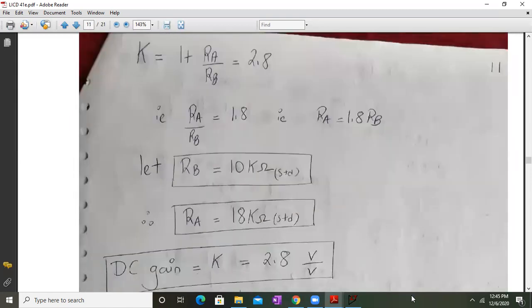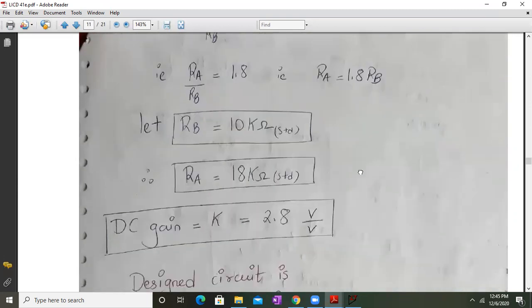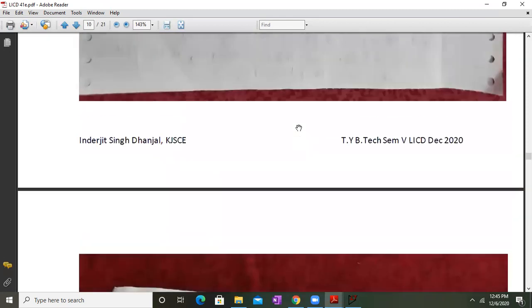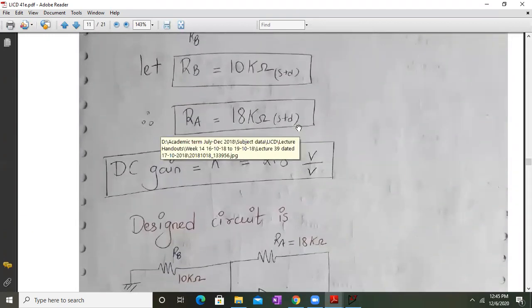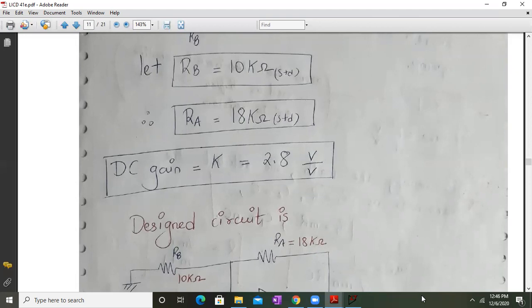Now we can easily design the values of RA and RB. RA upon RB will be 1.8. So let RB be equal to 10K standard, and RA will be equal to 18K standard. Now the DC gain. DC gain means your K, so K is given as 2.8. So 2.8 is my DC gain. If you want to convert that into dB, you can substitute 20 log to the base 10 of 2.8, and that's the value which you will get.